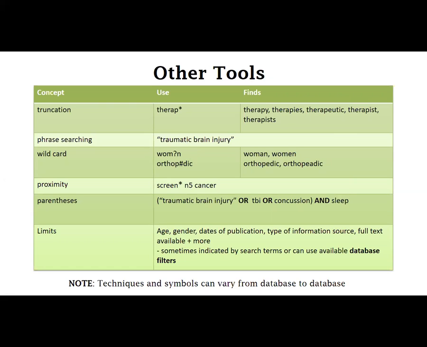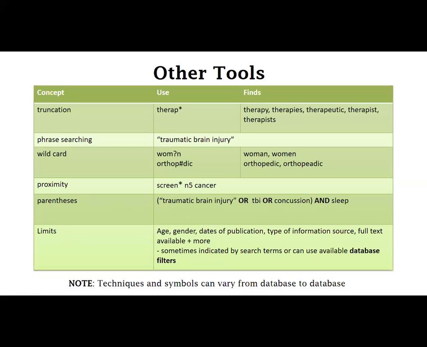Proximity operators help you find words that are nearer to each other. In this example, the asterisk there is for screen, screens, or screening. N5 cancer means please look for screen within 5 words of cancer. Some databases use an N, capitalized or lowercase, for near, or a W. Again, looking in the help feature will tell you which proximity operators are useful in a database. The closer words are together, the more likely they are very related, and so that can help narrow down your search sometimes. Using parentheses to couch your terms together with the Boolean operators will also help the database understand how you're thinking conceptually.